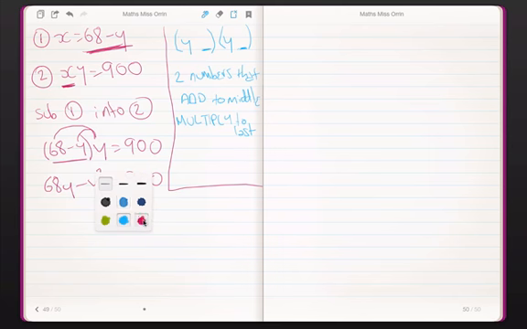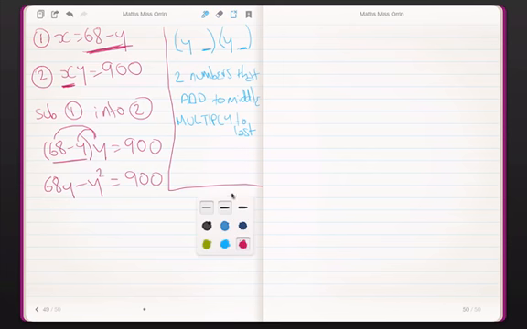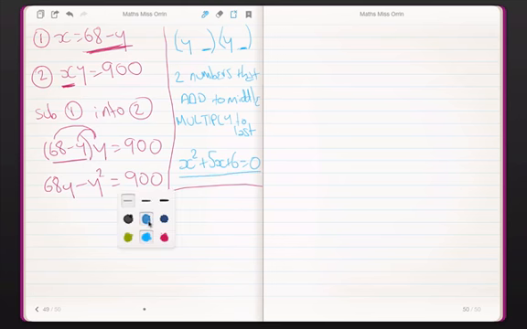So let's change back colors. We're going to rewrite this a little bit. We want it to look like x squared plus 5x plus 6 equals 0. This is a good form for a quadratic. So let's rearrange this so that it does look like that. Let's put the squared at the front and the y in the middle, and we're going to bring the 900 to the other side of the equal sign. So we want it to look like this.